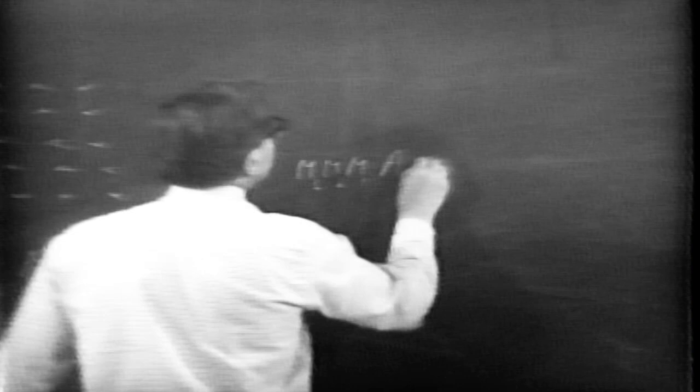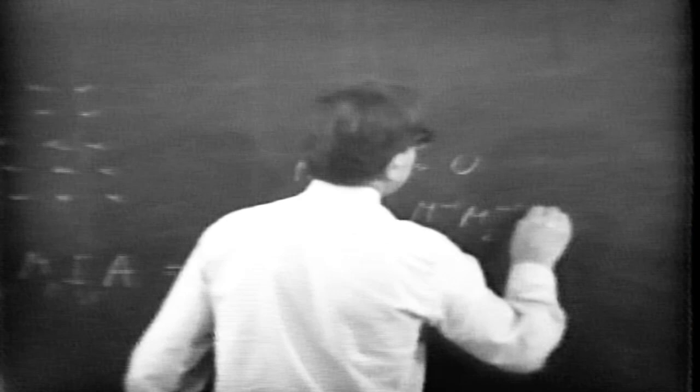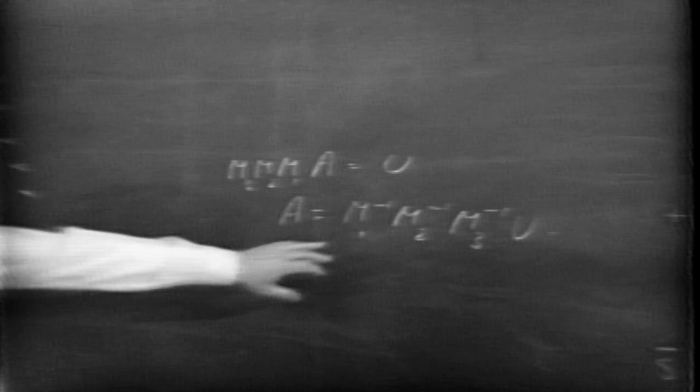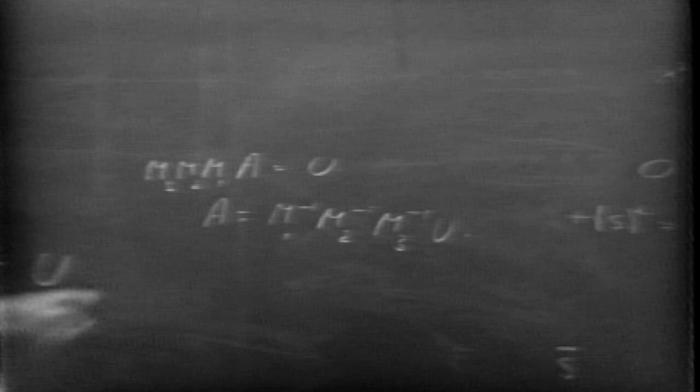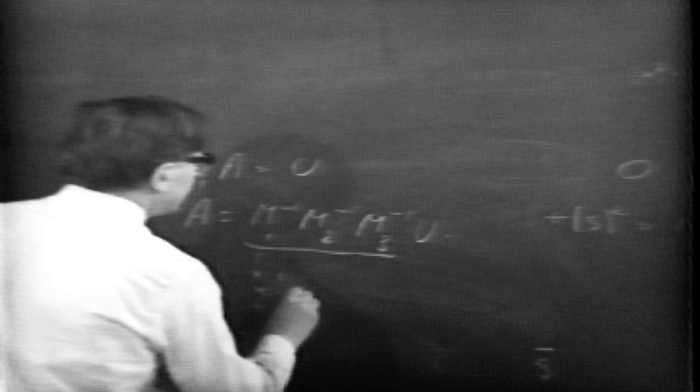Now, if we ignored the interchanges for the moment, you would have A times M1, M2, M3 is equal to U. And therefore, A is equal to M1 minus 1, M2 minus 1, M3 minus 1 times U. Now, what are the inverses of these elementary matrices like? Well, it's from my general result about inverting them. To invert an M1, you just change the sign of the element in the column. In general, to invert an MR, you just change the sign of the subdiagonal elements. So the inverse of these matrices is just a matrix of the same kind. It looks like that, and it's got from the multipliers you use just by changing the sign.